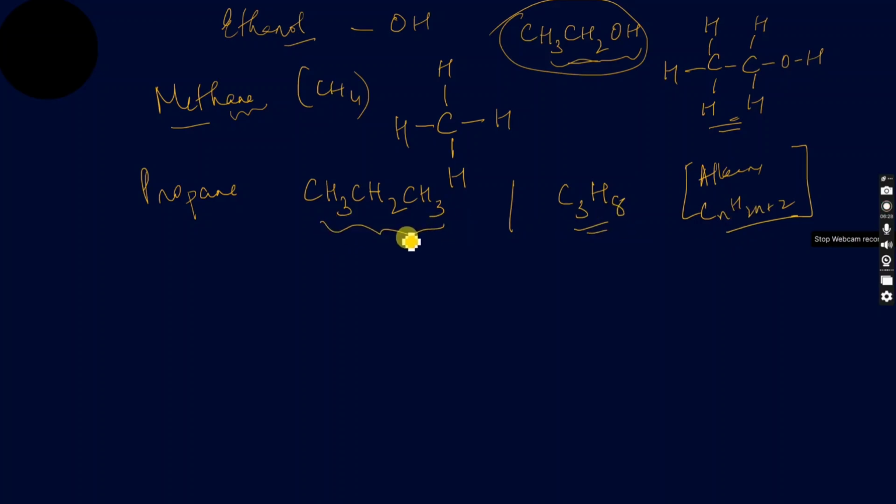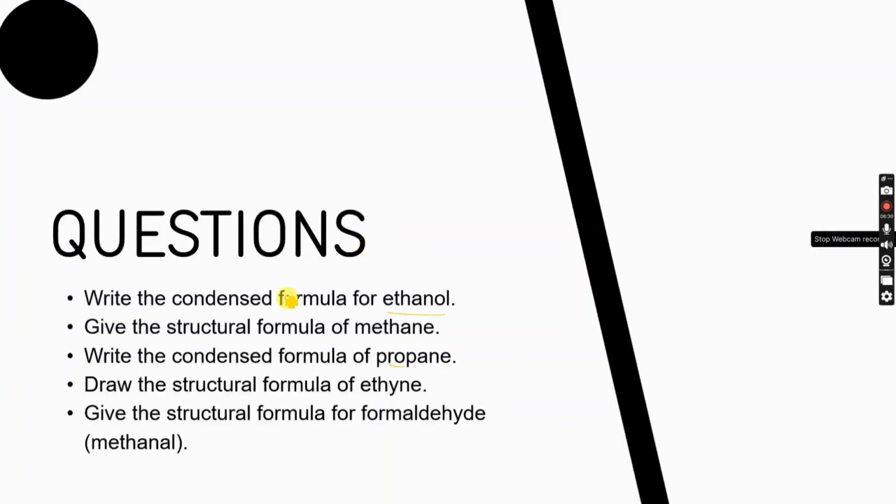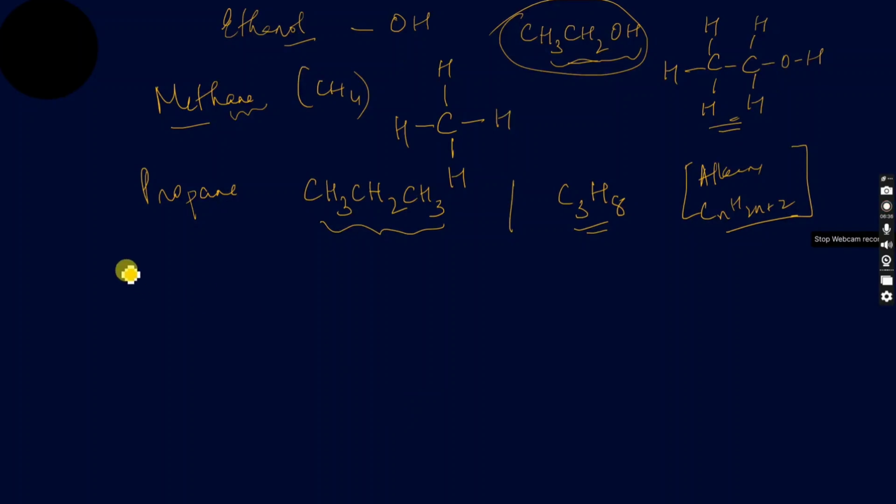Next, you have to draw the structural formula of ethyne. Ethyne is what? It's an alkyne family. YNE means alkyne. Alkyne means triple bond. You have to draw the structure. So eth means 2 carbon and YNE means triple bond. So you write 2 carbons, then in between you put the triple bond because it's an alkyne. And the remaining 1 hydrogen for each carbon atom you'll put down. So this is the structural formula of ethyne.